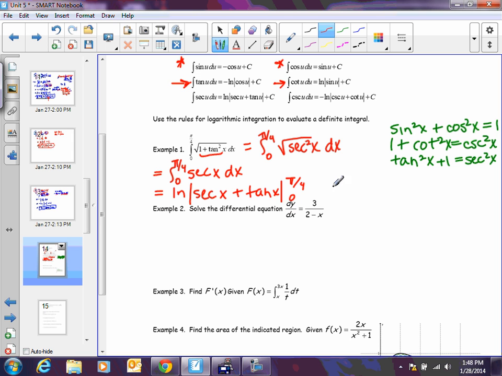We're going to plug these numbers in now. So natural log of secant pi over 4 plus tan pi over 4. Okay, I'm going to go a line below. Minus natural log of secant 0 plus tan 0.